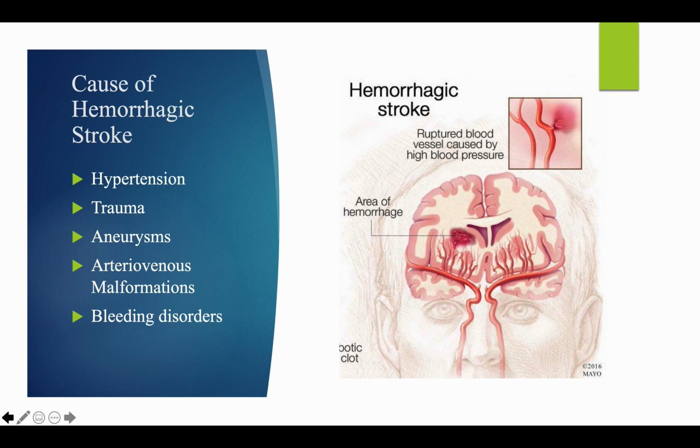AV malformations, or arterial venous malformations, are an abnormal connection between the arteries and the veins without capillaries between them. AVMs are congenital defects but are not hereditary. And bleeding disorders or coagulopathies can also be a cause. There can also be an underlying brain tumor that a patient may have that can be causing a hemorrhagic stroke.